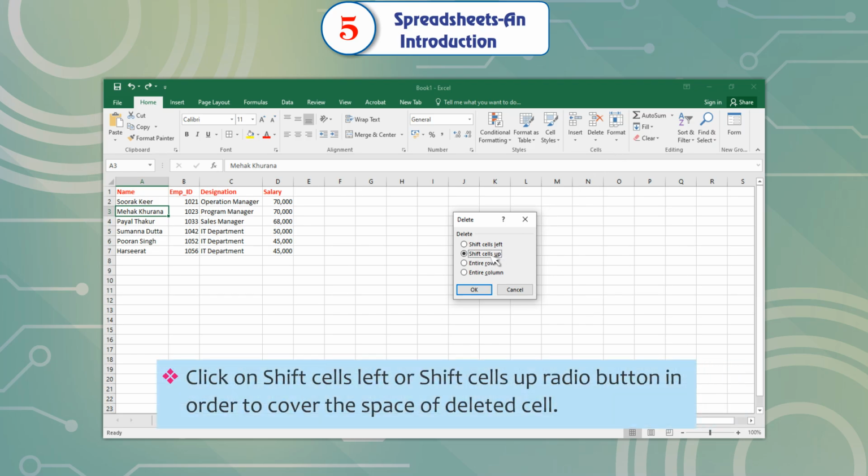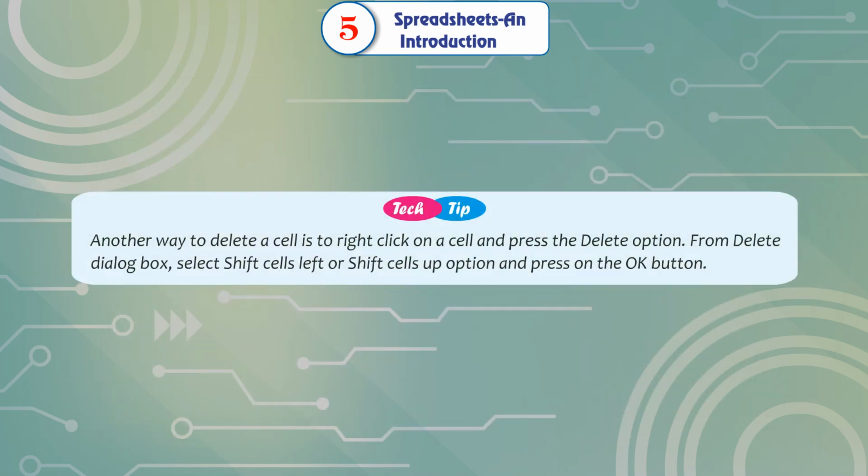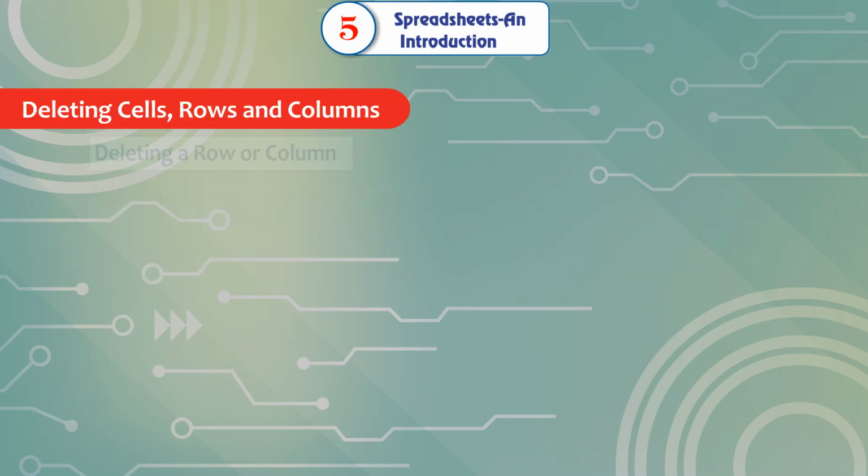Click on Shift Cells Left or Shift Cells Up radio button in order to cover the space of deleted cell. Click on the OK button. Tech tip. Another way to delete a cell is to right-click on a cell and press the Delete option. From Delete dialog box, select Shift Cells Left or Shift Cells Up option and press on the OK button.